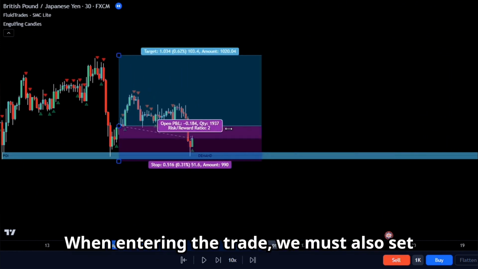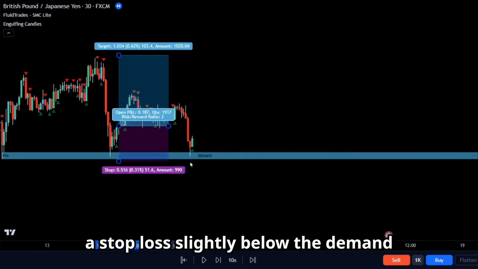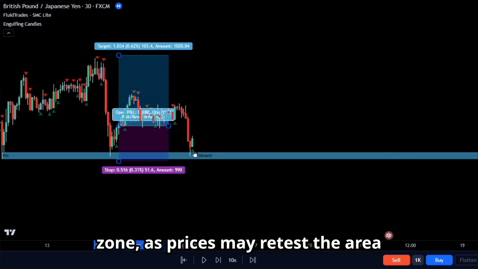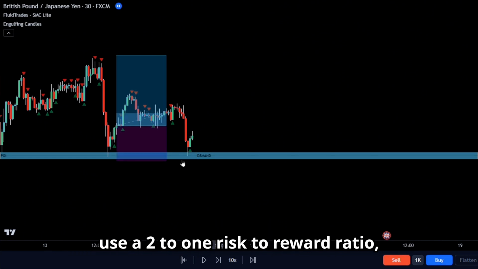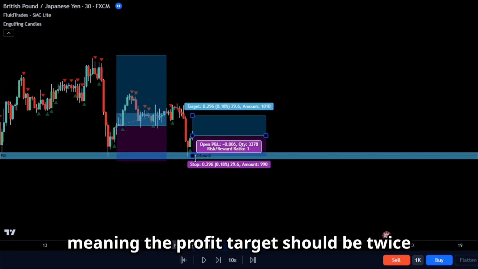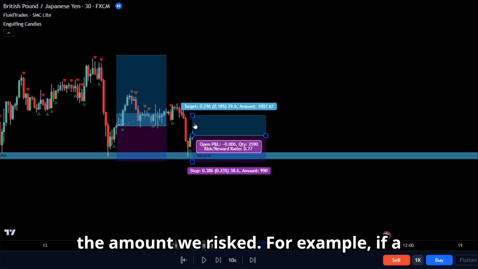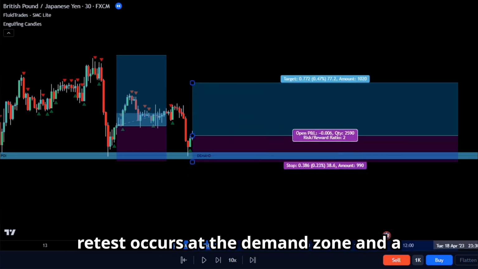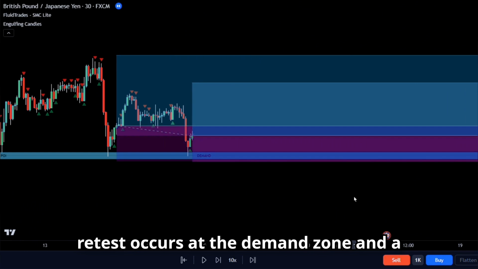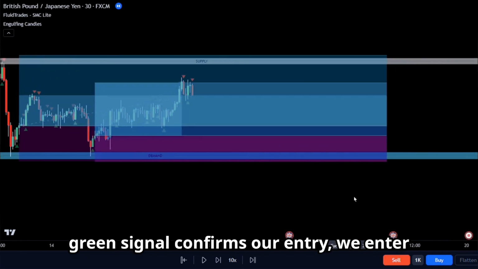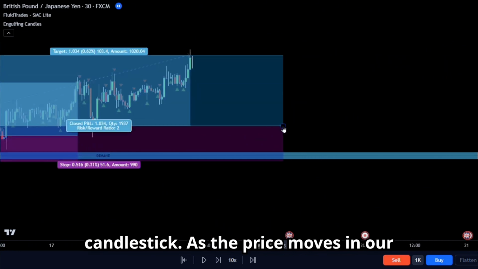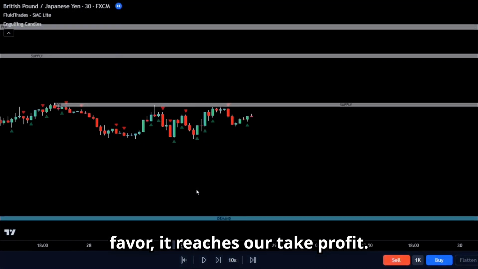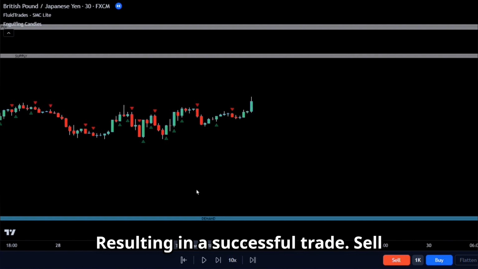When entering the trade, we must also set a stop loss slightly below the demand zone, as prices may retest the area before moving upward. For take profit, we use a 2-to-1 risk-to-reward ratio, meaning the profit target should be twice the amount we risked. For example, if a retest occurs at the demand zone and a green signal confirms our entry, we enter the trade at the close of the candlestick. As the price moves in our favor, it reaches our take profit, resulting in a successful trade.